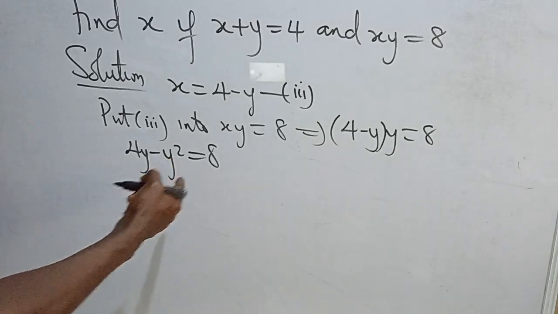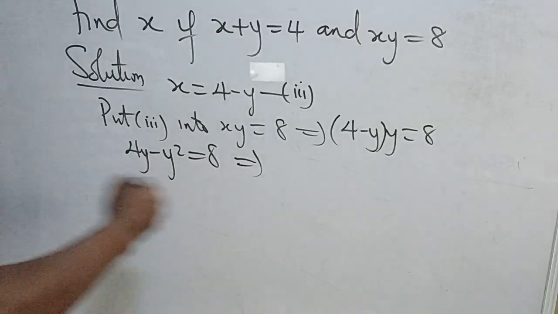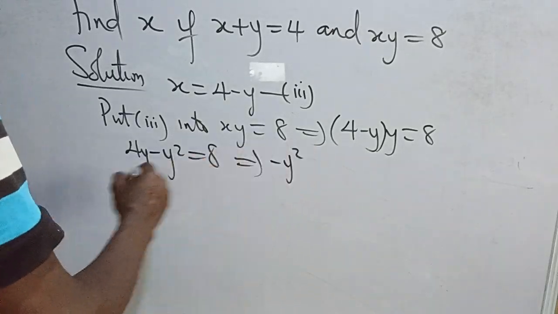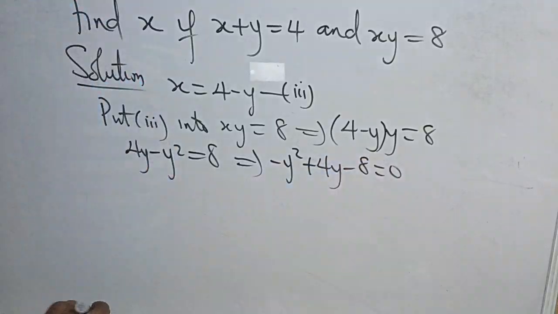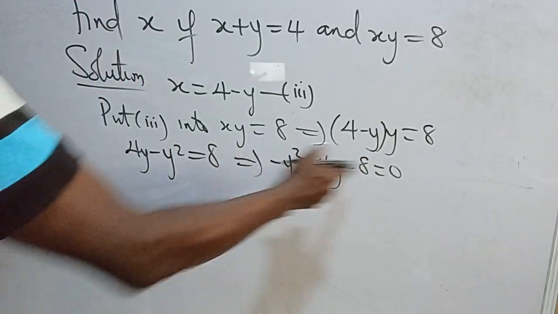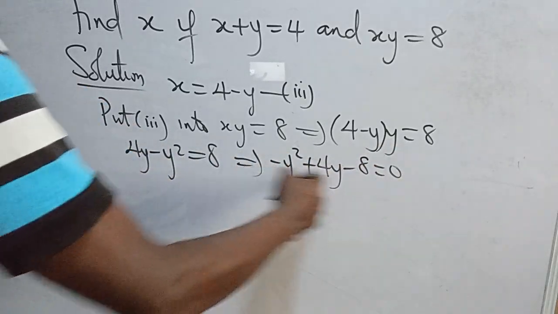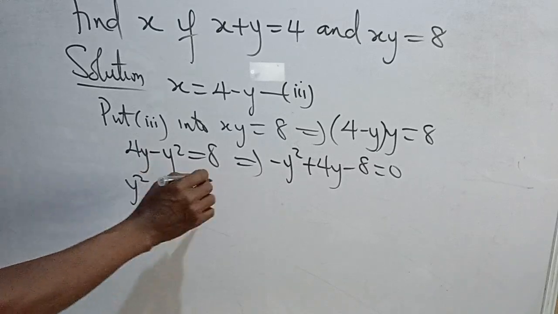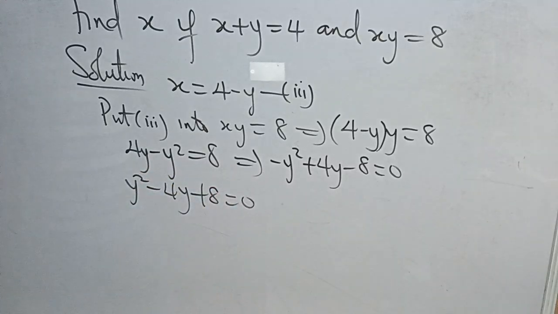Okay? So you can rearrange this to form a very easy quadratic equation. So you can have minus y squared plus 4y minus 8 is equal to 0. In order to eliminate this minus sign, you multiply through by minus 1, minus 1 times all of this. You have y squared minus 4y plus 8 is equal to 0. So that means we can now solve this using the quadratic formula method.